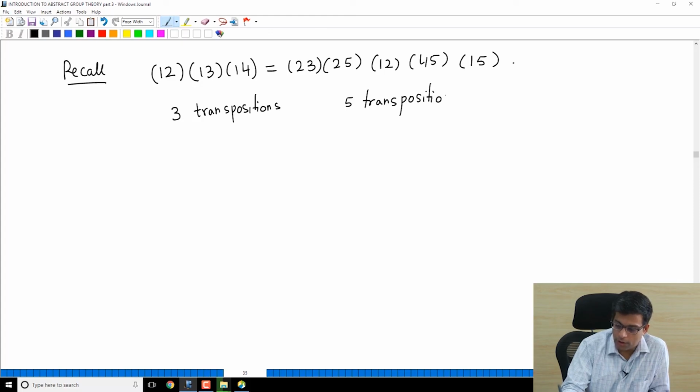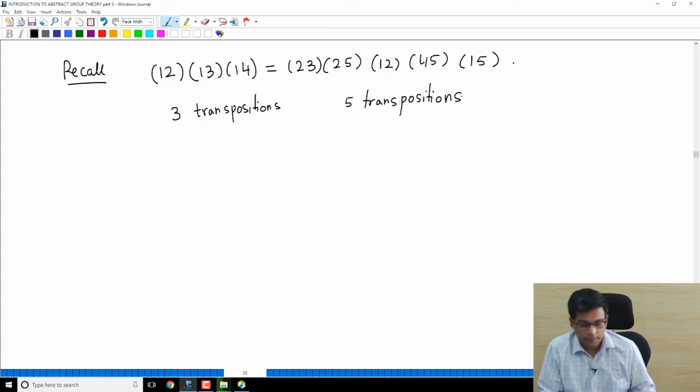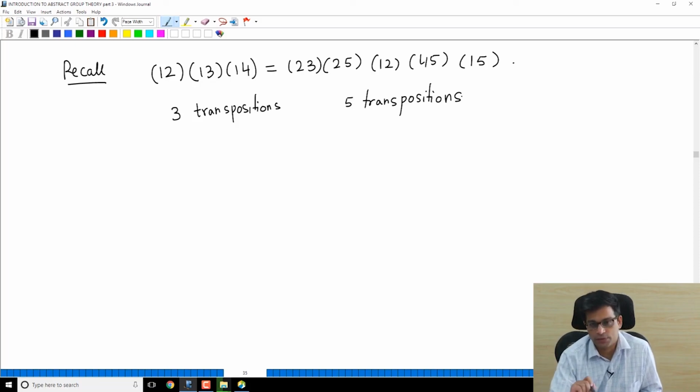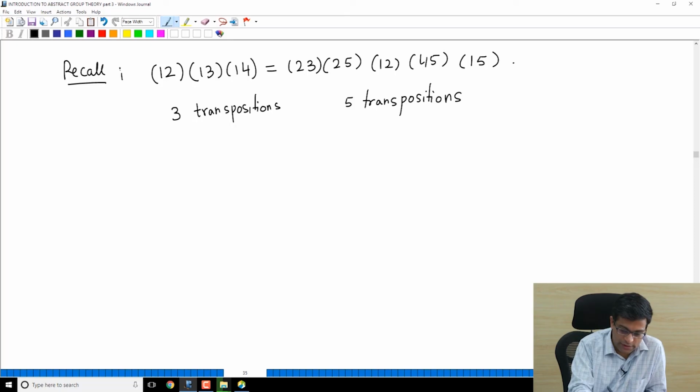I remarked on this last time. The description as a product of transpositions is not unique, and even the number of transpositions that is required is also not unique. We have 3 here, we have 5 here. However, what is unique is whether we need an odd number of transpositions or an even number of transpositions. So this is one of the examples we saw.